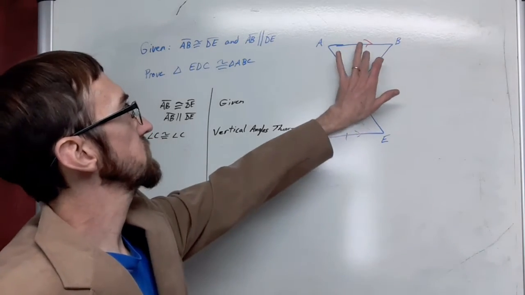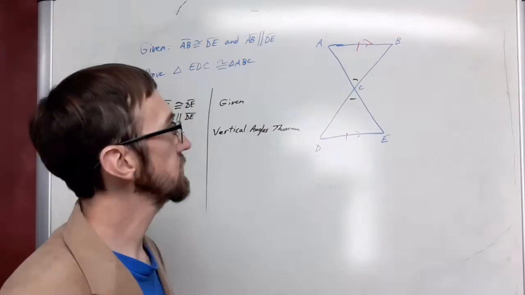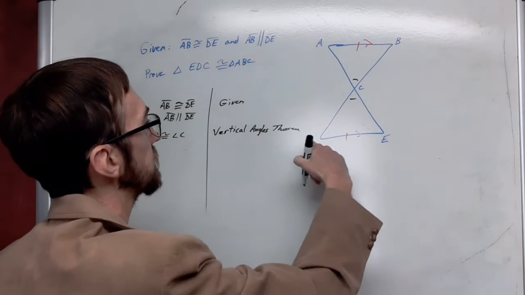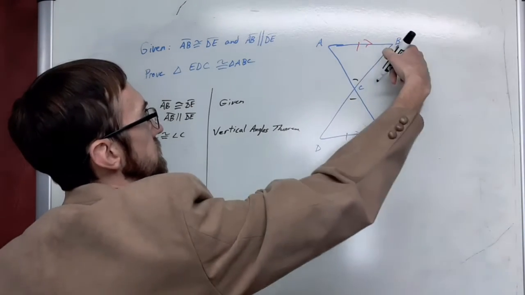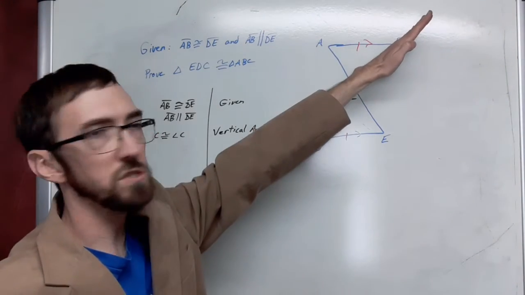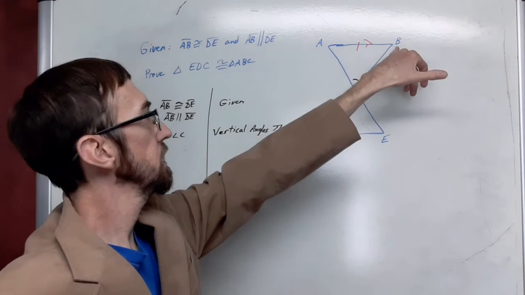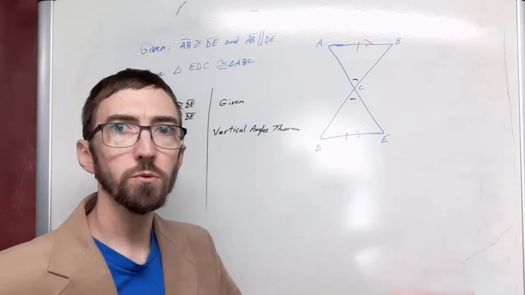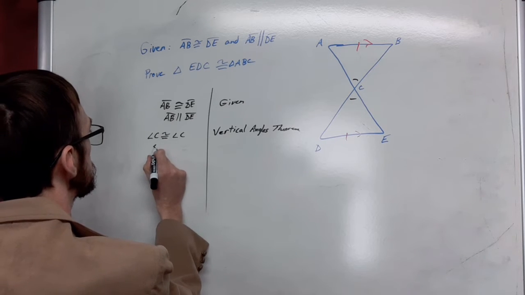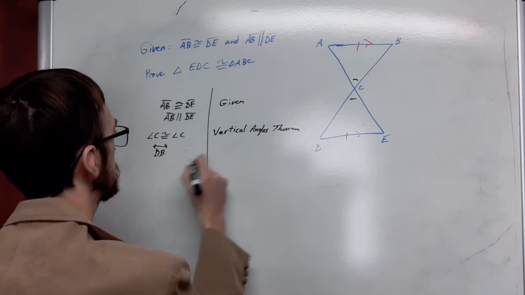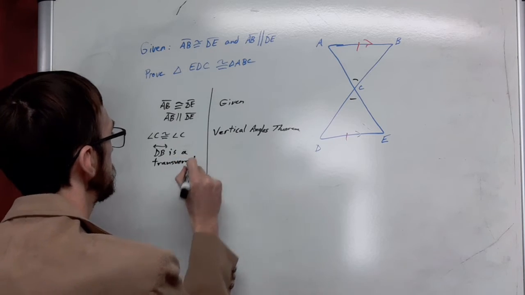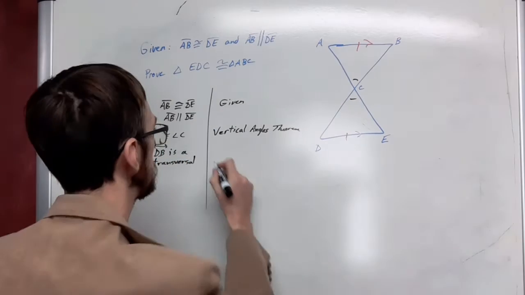All right, so now I know a side and I know an angle. I need a little more information yet to prove congruency. Let's take a look at this segment DB. Since AB and DE are parallel to each other and this segment crosses both of them, DB is going to be a transversal through parallels. And we're going to state that through the definition of transversal.